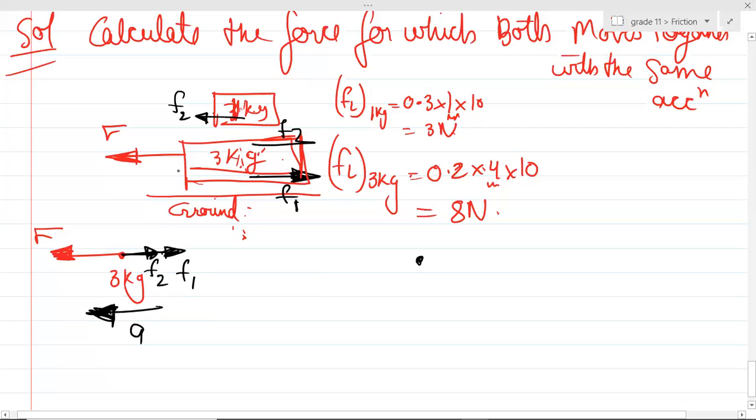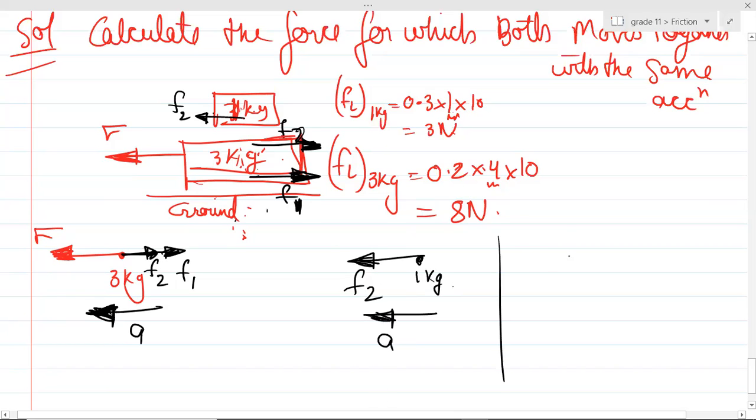Is it clear, guys? F1 is basically the frictional force between ground and 3 kg, and F2 is the frictional force between 1 kg and 3 kg block. Since this external force was trying to pull this 3 kg towards left, 1 kg and ground both were opposing together, and this will be the direction of friction. After this, the same friction acts on 1 kg as well, that is F2, and this object accelerates with an acceleration.